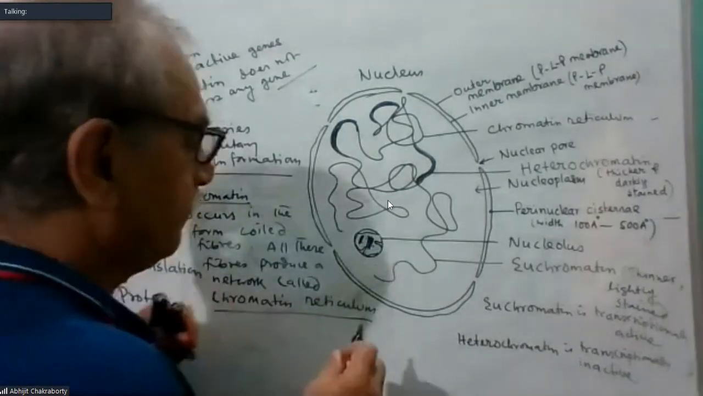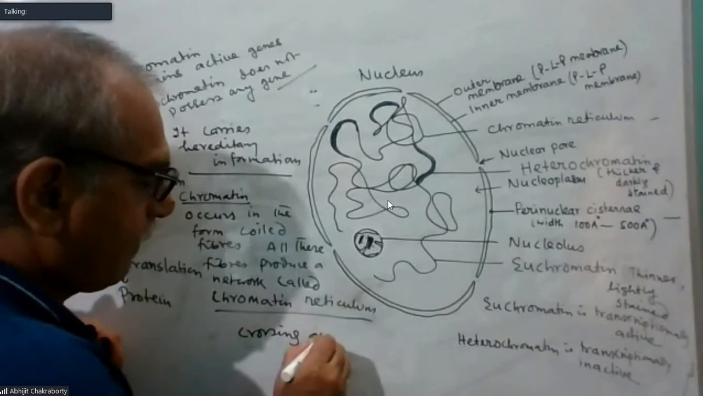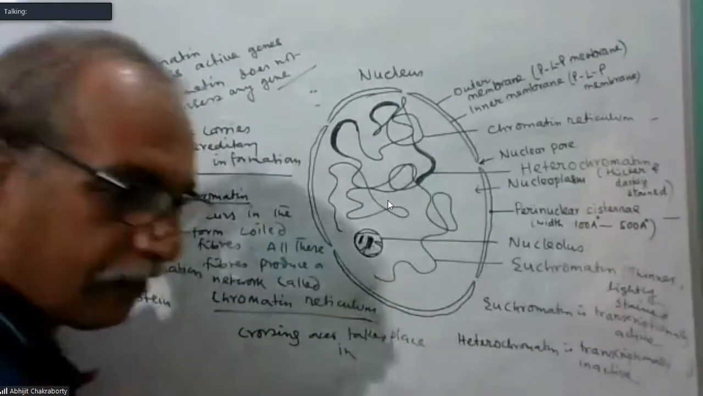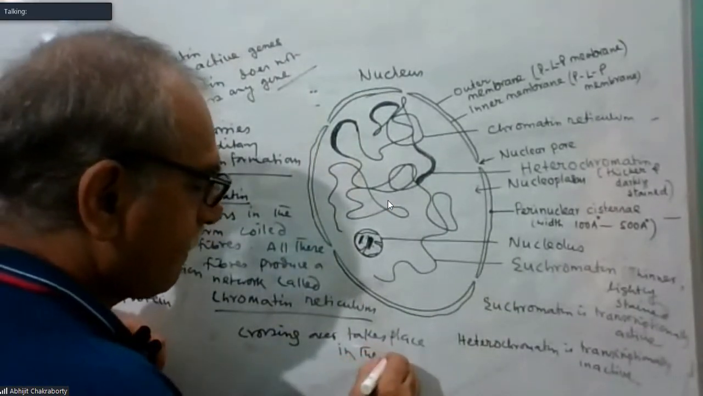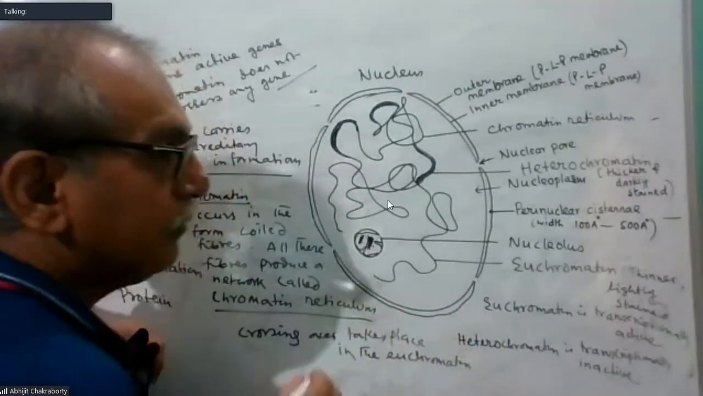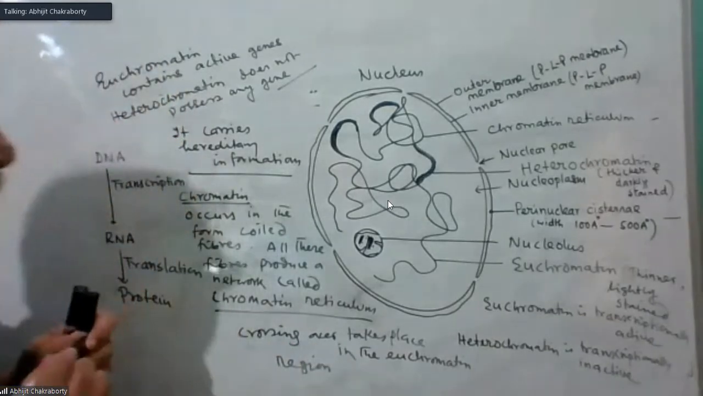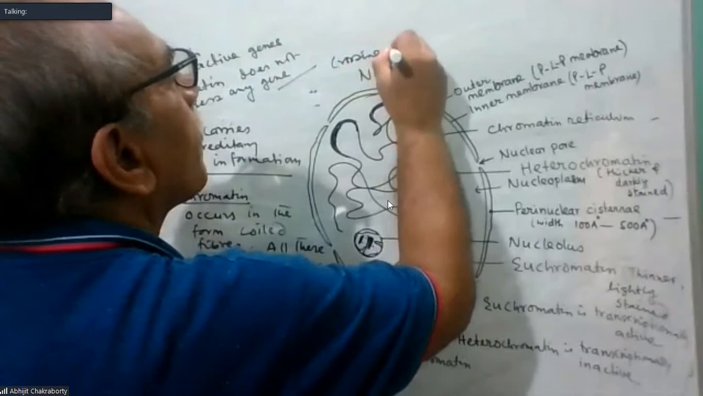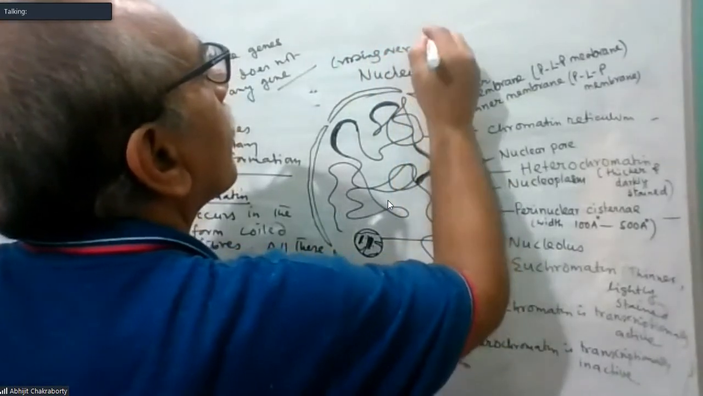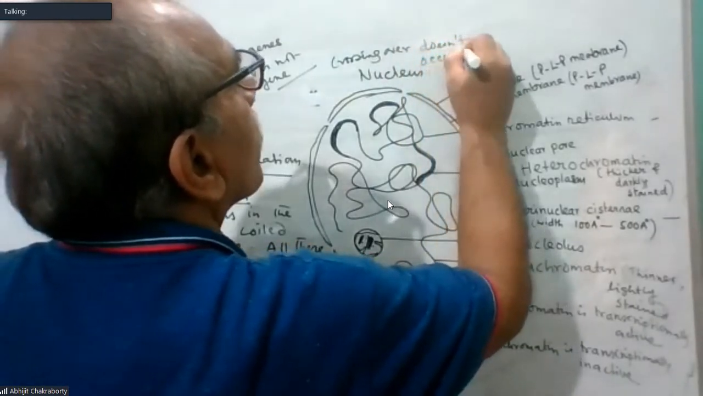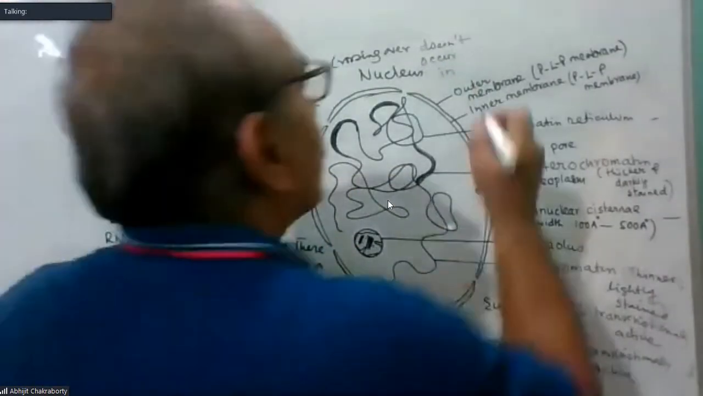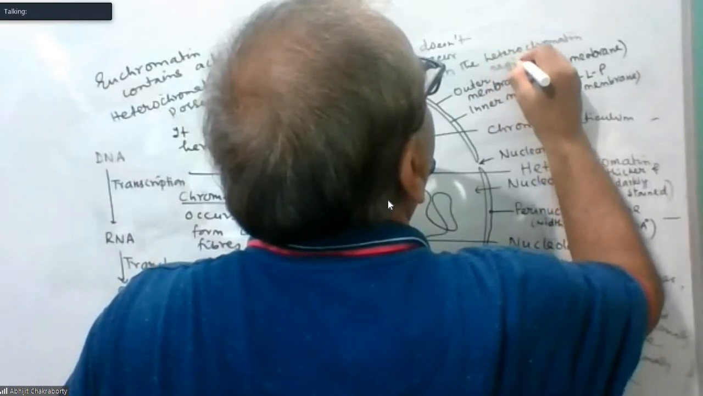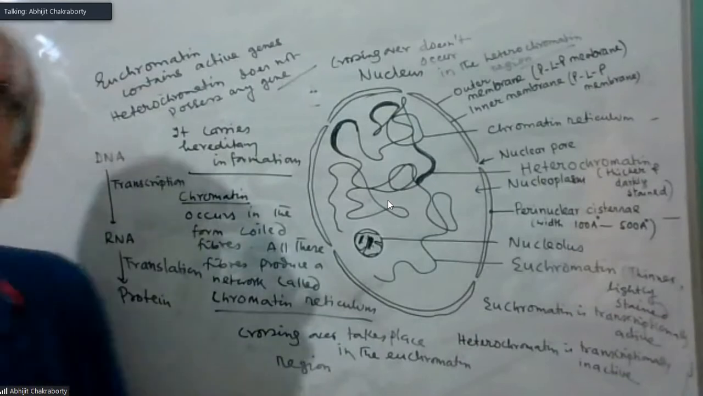Crossing over takes place in the euchromatin region, but crossing over doesn't occur in the heterochromatin region.